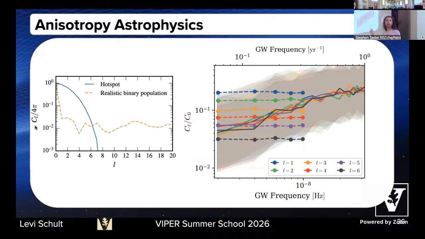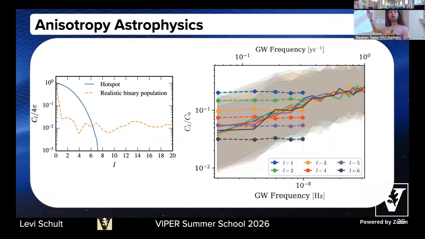There's a lot of astrophysics we can do with these anisotropies, right? On the left, you're seeing the angular power spectrum for a realistic binary population. This is also from Steve's paper, and you can see it's pretty flat as you go to higher and higher spherical harmonic modes. And then on the right, you're also seeing results from the NANOGrav 15 year, where it's the square root spherical harmonic angular power spectrum.